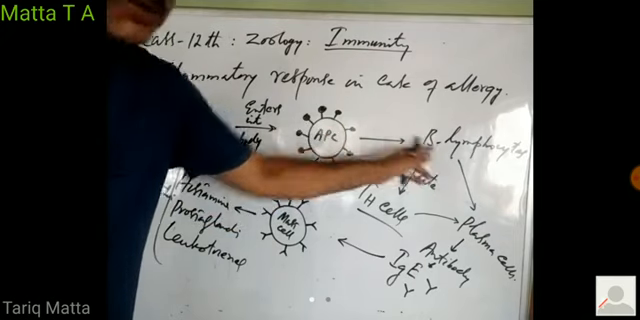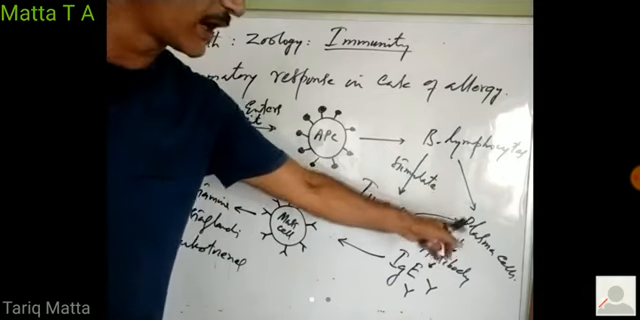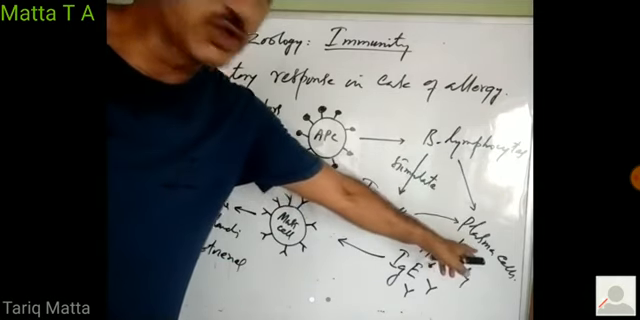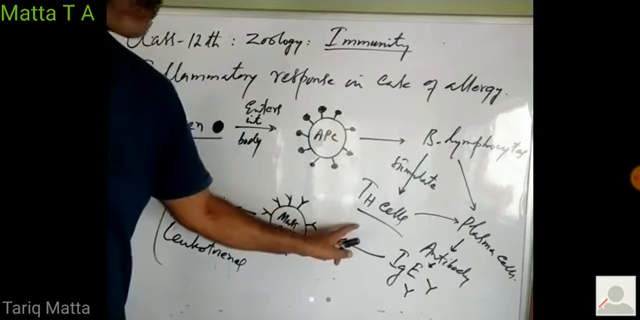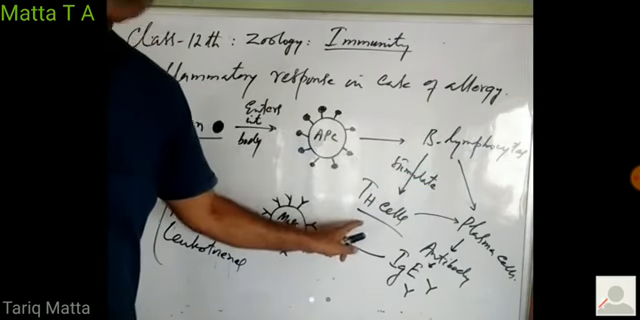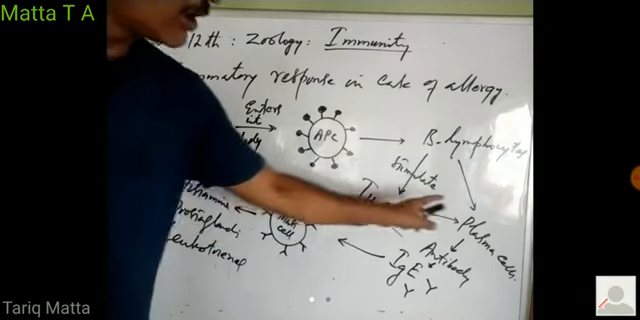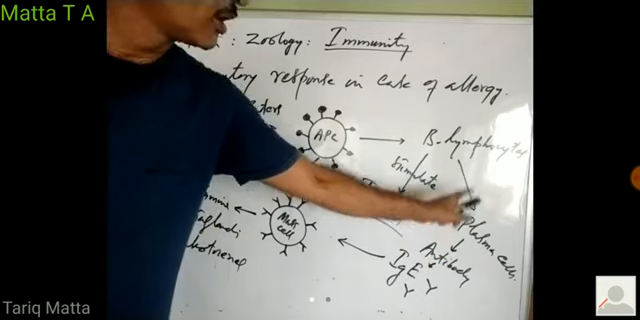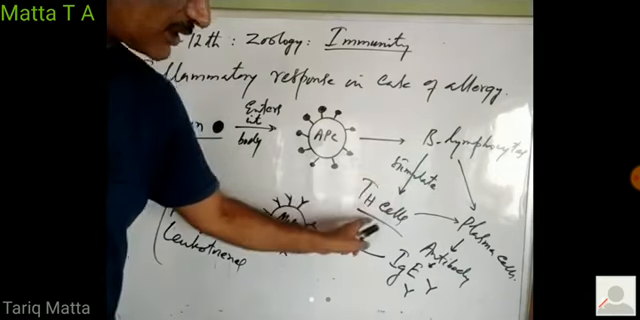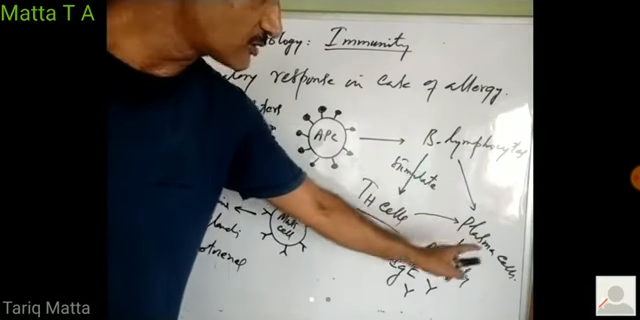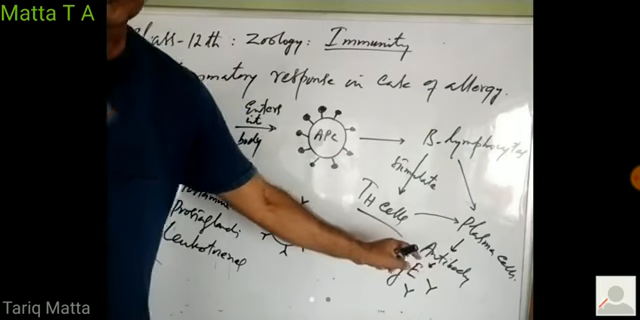B lymphocytes immediately get stimulated and they change into plasma cells. B lymphocytes divide, and they change into plasma cells. And B lymphocytes also stimulate helper T cells. Helper T cells release cytokines, a group of proteins, which also stimulate plasma cells. So B lymphocytes themselves change into plasma cells, and helper T cells stimulate the plasma cells to form antibodies.